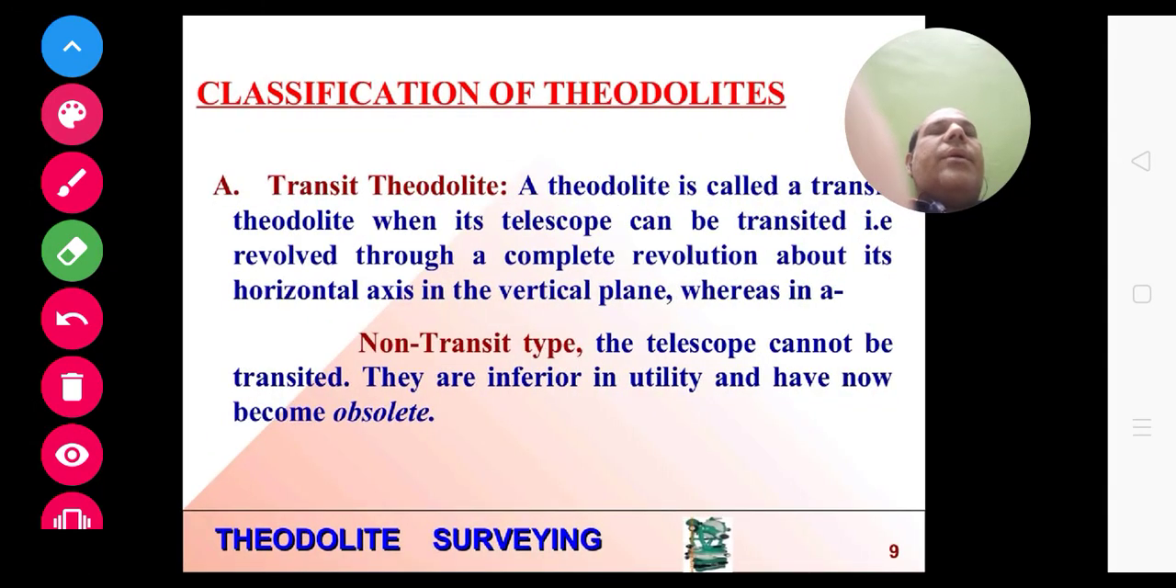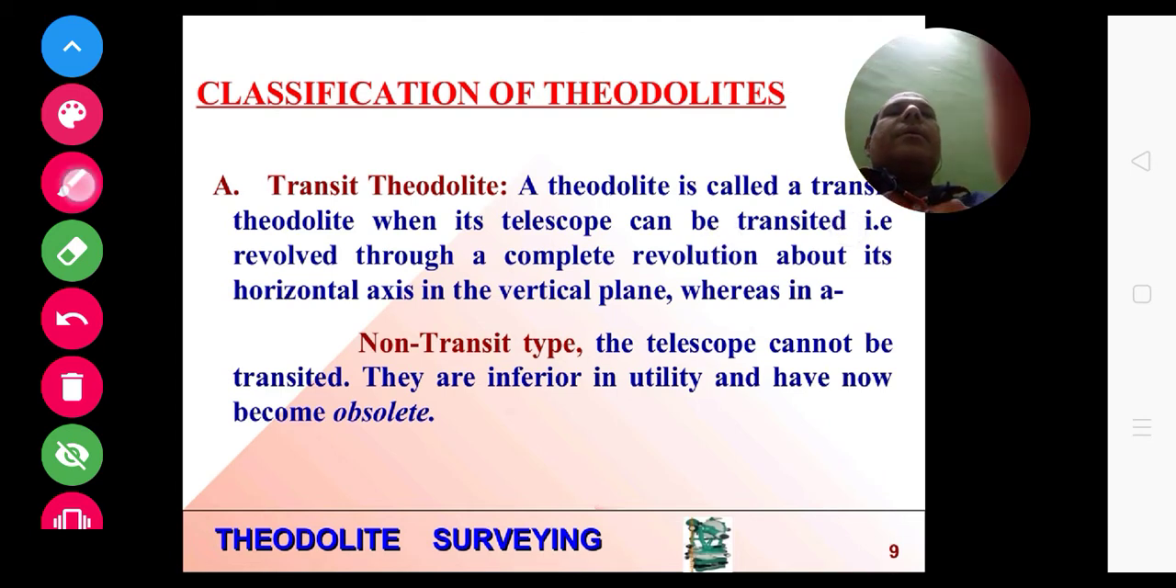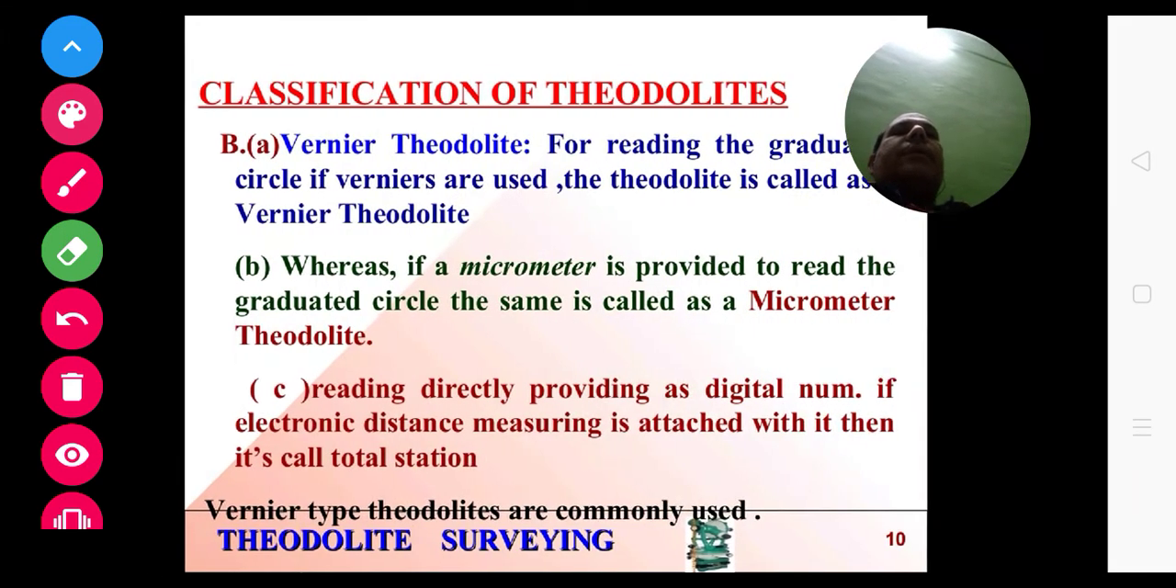What is meant by transit theodolite? A theodolite is called a transit theodolite when its telescope can be rotated or transited about its horizontal axis in a vertical plane. This is the main word I am marking over here: transited. The telescope is rotated about its horizontal axis in a vertical plane, then it is called a transit theodolite. And non-transit, opposite to that, the telescope cannot be rotated. That is called your non-transit theodolite.